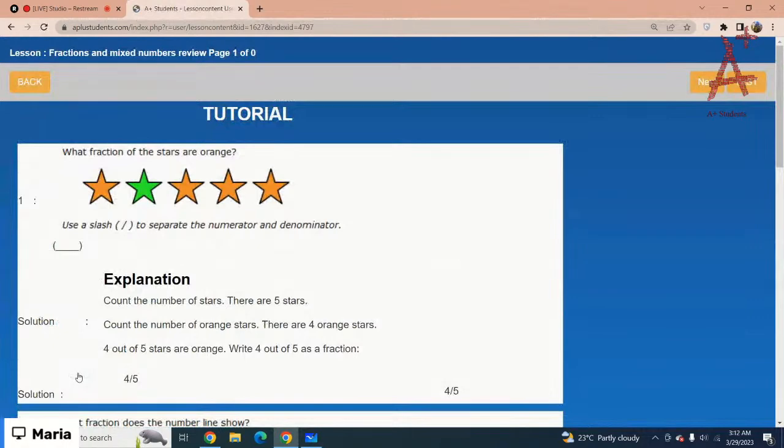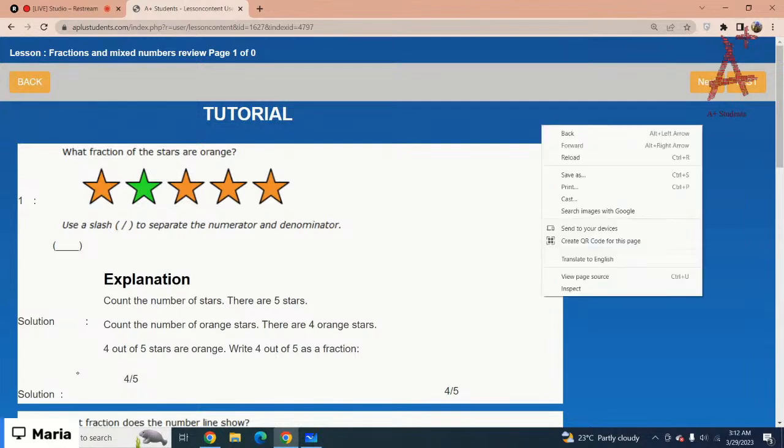What fraction of the stars are orange? How many total stars? 5 stars in total. The total stars are 5, and out of the 5, 4 of them are orange. So it would be 4 out of 5. Got it? That would be 4 out of 5.